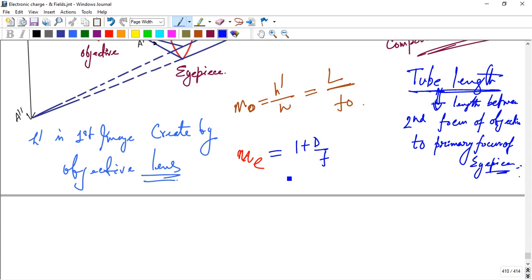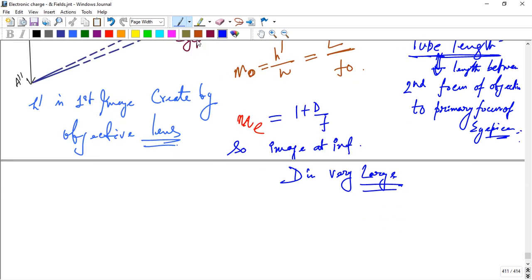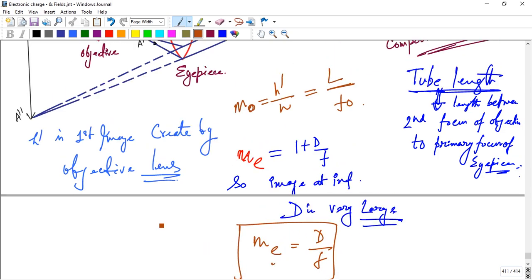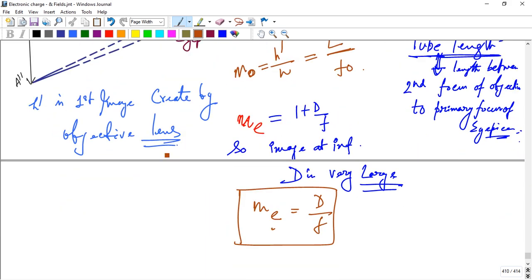If the image is created at infinity, then D is very large. If D is large, we can ignore the 1 in 1 plus D by F. So we take ME equal to D by F. That's the magnification of the eyepiece lens, that is D by FE, obviously FE, the focal length of the eyepiece lens.